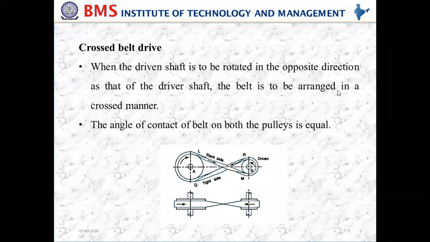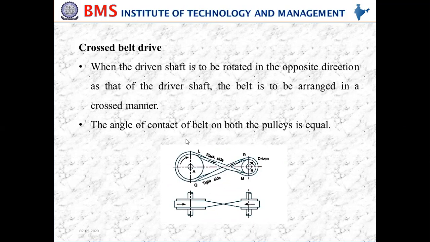So the belt is arranged in a crossed manner. If you look at this, it is in a crossed manner, which means only then can you get the opposite direction. The belt goes under this particular driven pulley and then comes back like this. So this is how the cross belt drive is arranged.